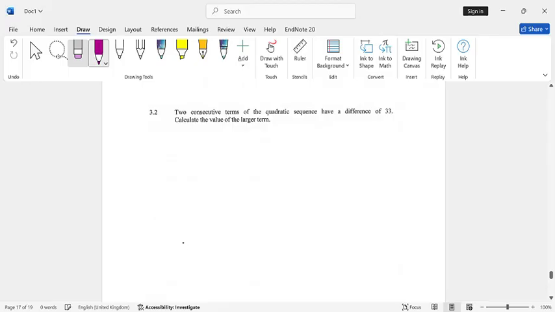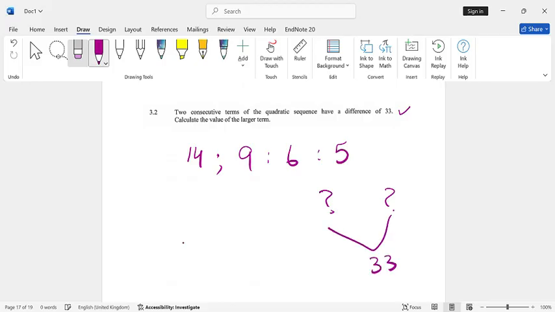So the next question we have is 3.2, which is: two consecutive terms of the quadratic sequence have a difference of 33. Calculate the value of the larger term. So I'm writing over here the sequence they gave us, which is 14, 9, 6, and 5. We have to find out what the difference is. We don't know the values, and the difference of these two values is 33. So we have to find out this term.